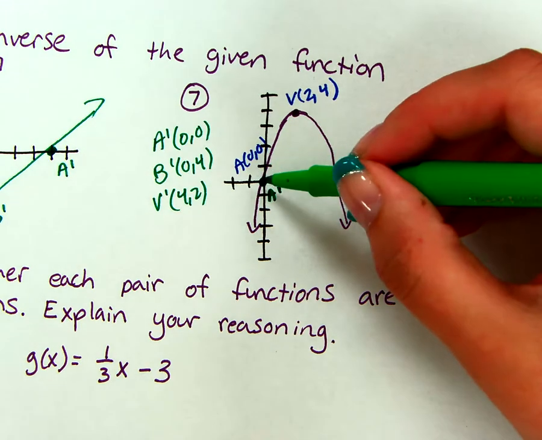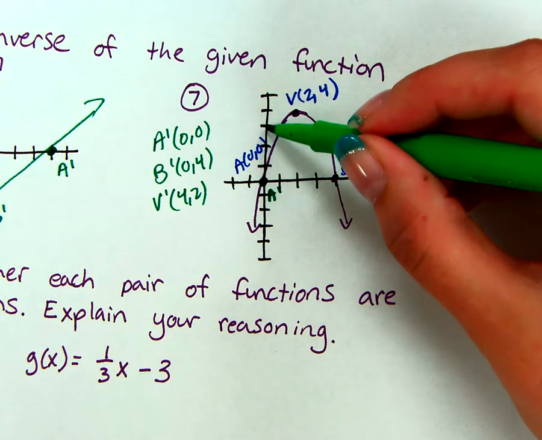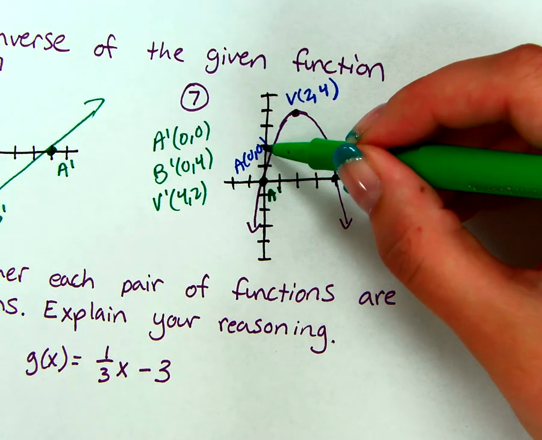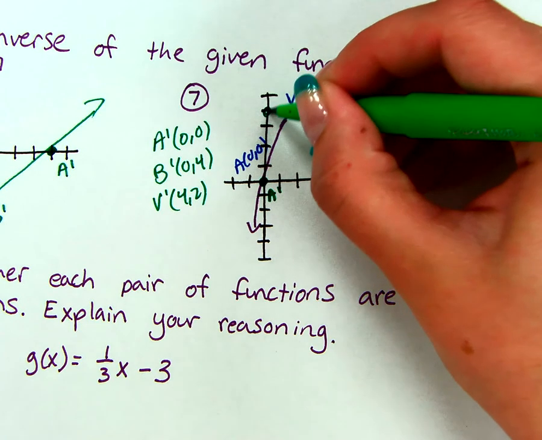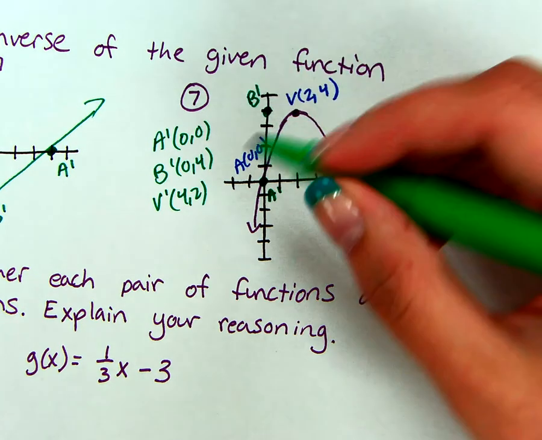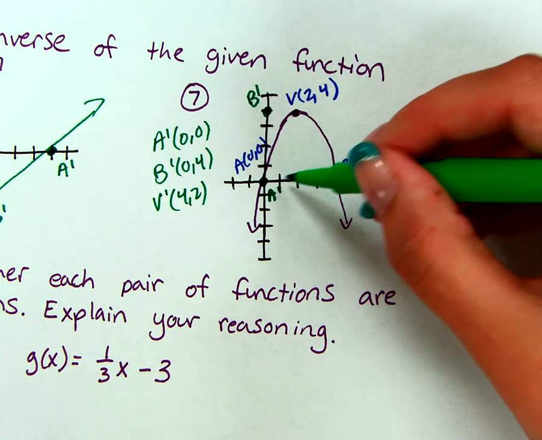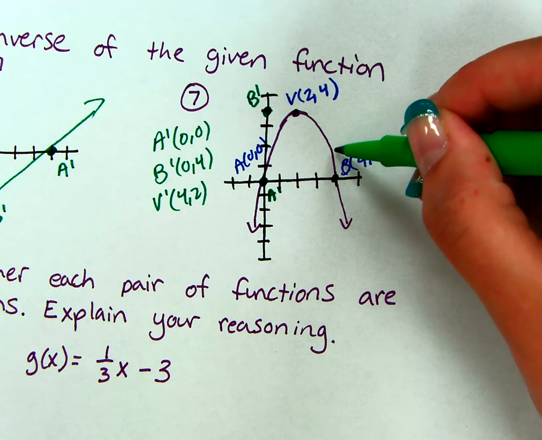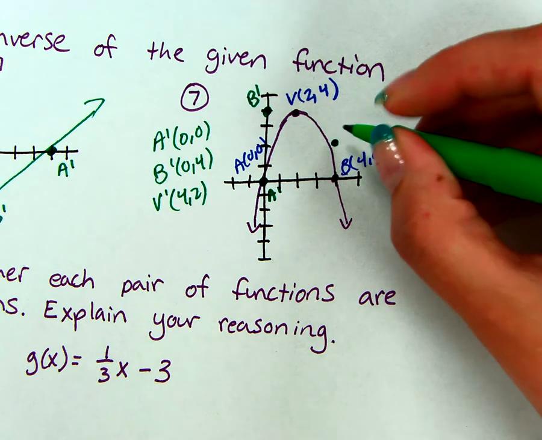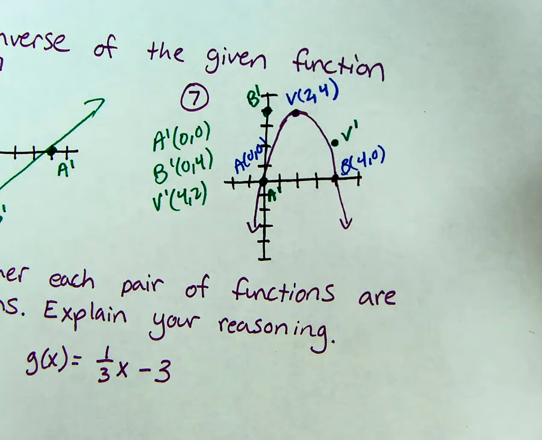All right, so we're going to have that 0, 0 again, so this is also A prime. And then 0, 4, so 1, 2, 3, 1, 2, 3, 4. So here's the B prime. And then the vertex 1, 2, 3, 4, 1, 2. So vertex prime is right there.